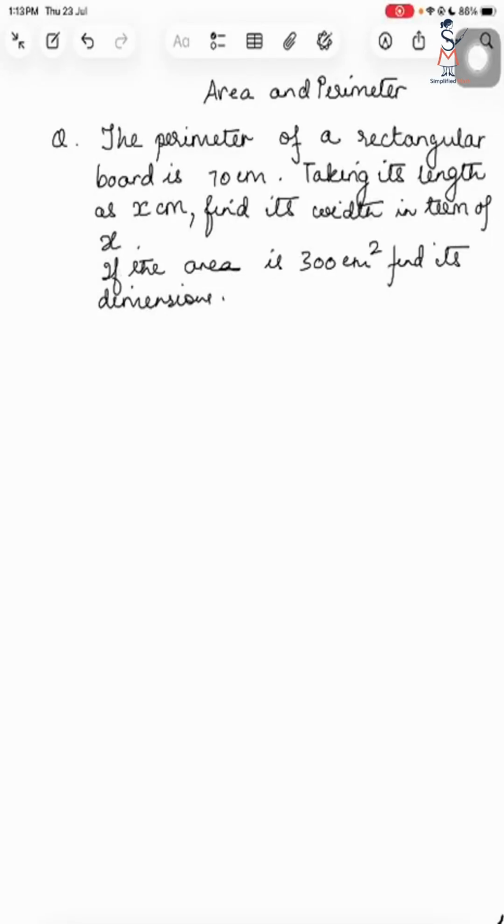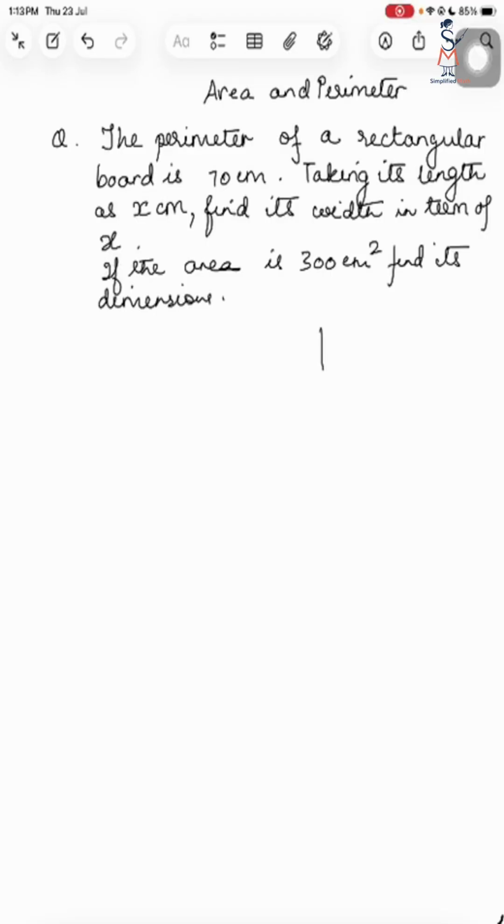Hi, we are doing area and perimeter. The question is: the perimeter of the rectangular board is 70 centimeter. Taking the length as x centimeter, find the width in terms of x. And then if the area is 300 centimeters square, find its dimensions.